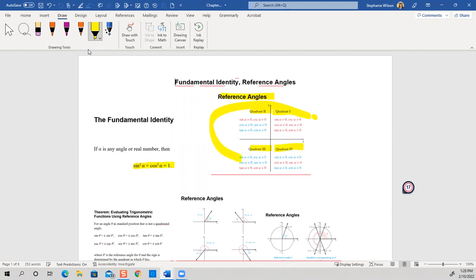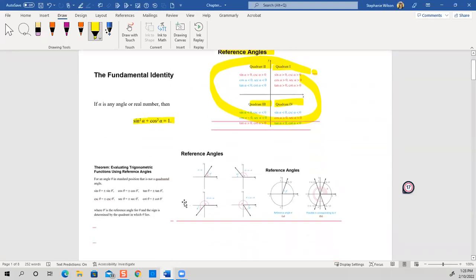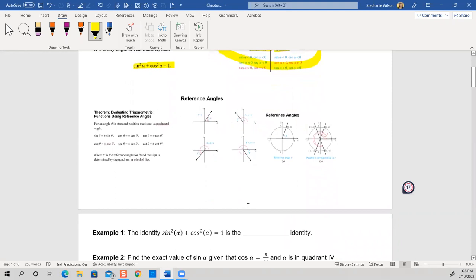Definitely make a little note on this one here. This will help you throughout the course. It's going to be easier for me to use it as an example than to sit and go over it. So this page here is going to be really good information for you. It has the theorems and it has more reference angles.